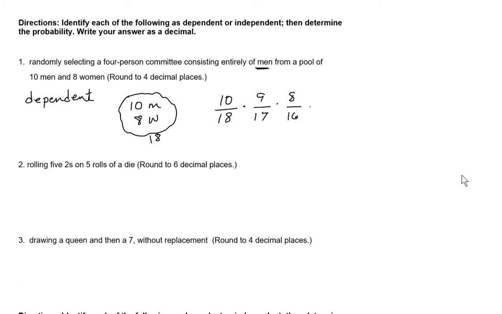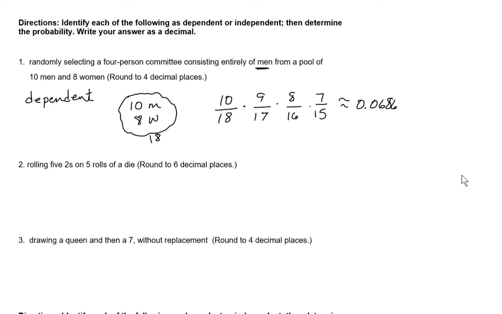8 out of 16, 7 out of 15, and we've got our 4 people there that we've chosen, and when I multiply that together, 0.0686.